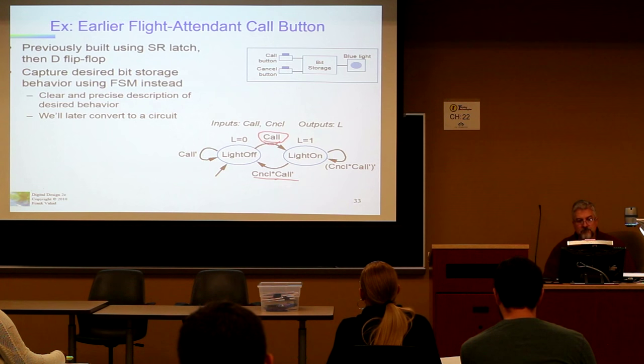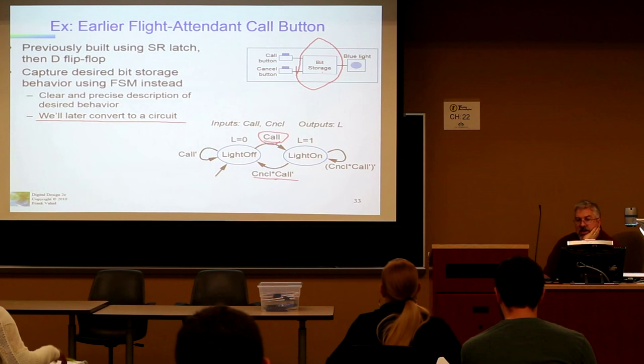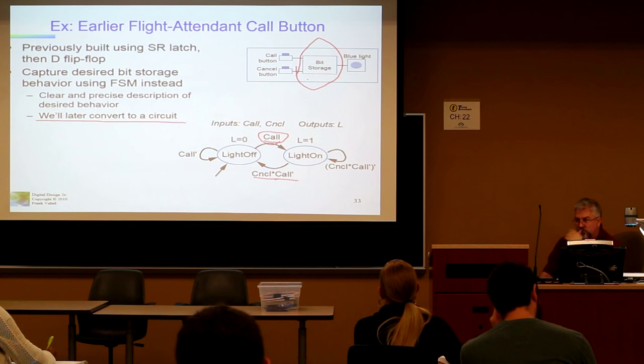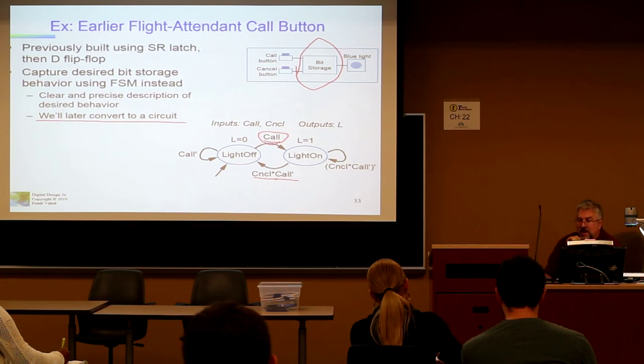So, it says we'll later convert to a circuit. I'd actually like to examine this. So look at this problem, and we want to see what's going to go on inside of here. So there's a combinational part, remember? And there is a sequential part. The combinational part is going to be driven by the D flip-flop. We only have one state we have to worry about, but we're going to feed that based on what we have here.